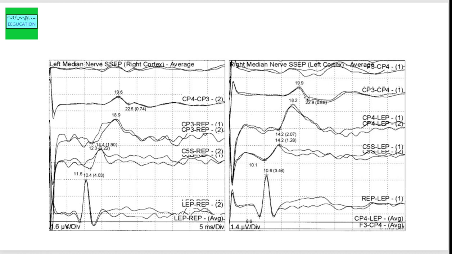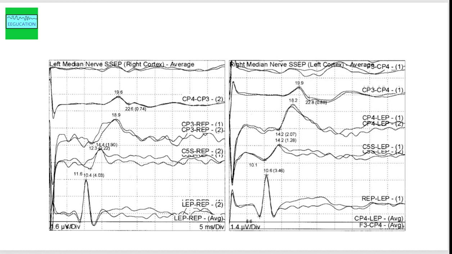Median somatosensory evoked potentials are frequently used for prognostication after anoxic brain injury. Absence of N20 responses typically means a poor prognosis for functional recovery. But presence of N20 does not automatically mean that the patient will have a good recovery. So it is the absence of the N20 that has some value. Presence of N20 does not automatically give you a good prognosis.